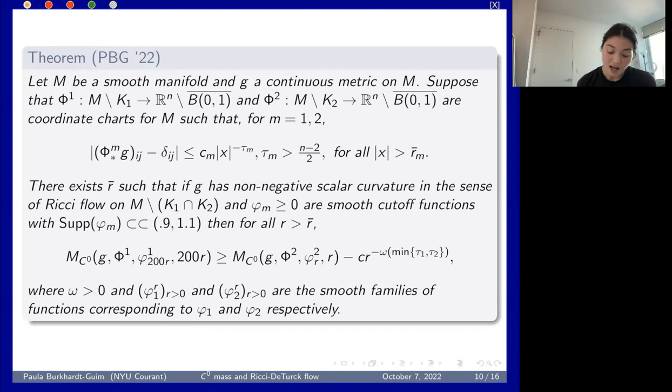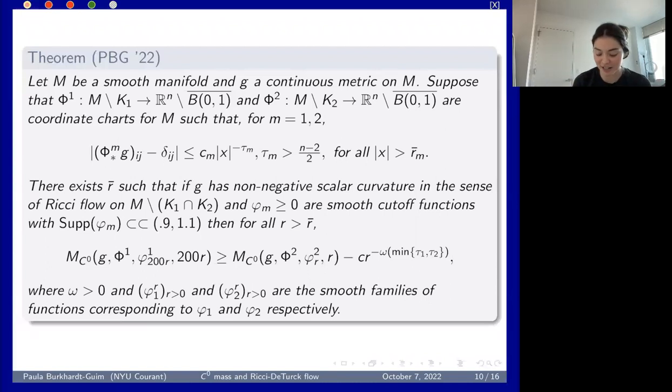Okay, and so how do you prove this? Well, I'm sure everyone here is very familiar, there's a similar version of this monotonicity statement due to Bartnik if you have a smooth metric with non-negative scalar curvature. So somehow what we would like to do is carry out this calculation of Bartnik. And so what we will do is we'll run the Ricci-DeTurck flow, then we'll have non-negative scalar curvature ostensibly for positive times. And then we'll carry out this calculation of Bartnik at positive time slices of the Ricci-DeTurck flow.